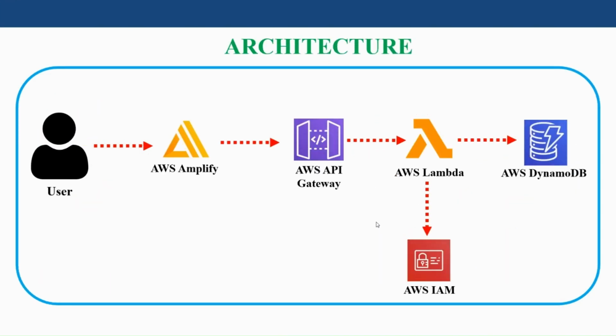This is the architecture we use in our application. As I said, AWS Amplify is used to host or build a web application. Our web page is so simple. We create an HTML page using a text editor and we use Amplify to deploy and host that web page.